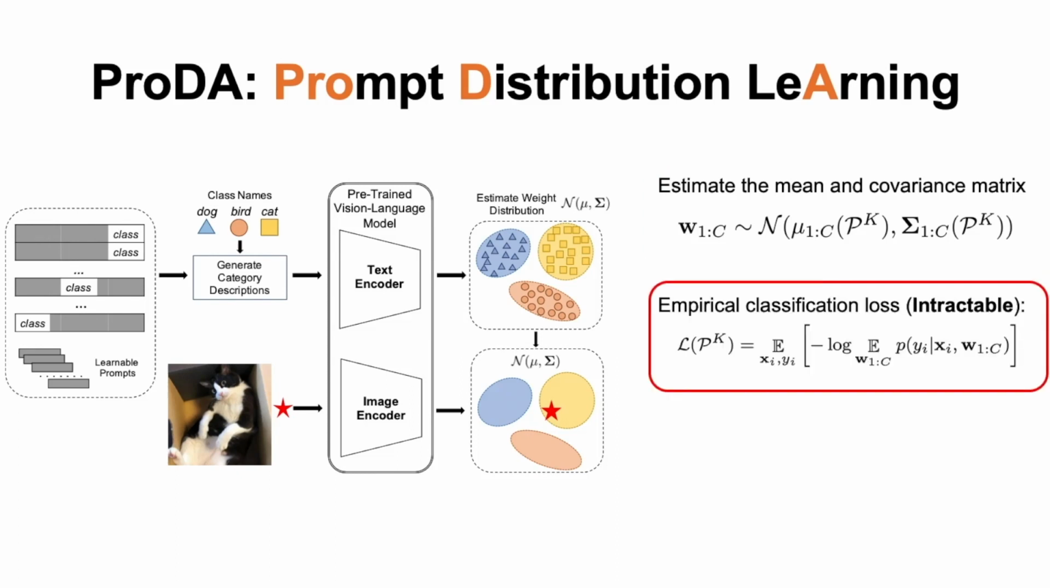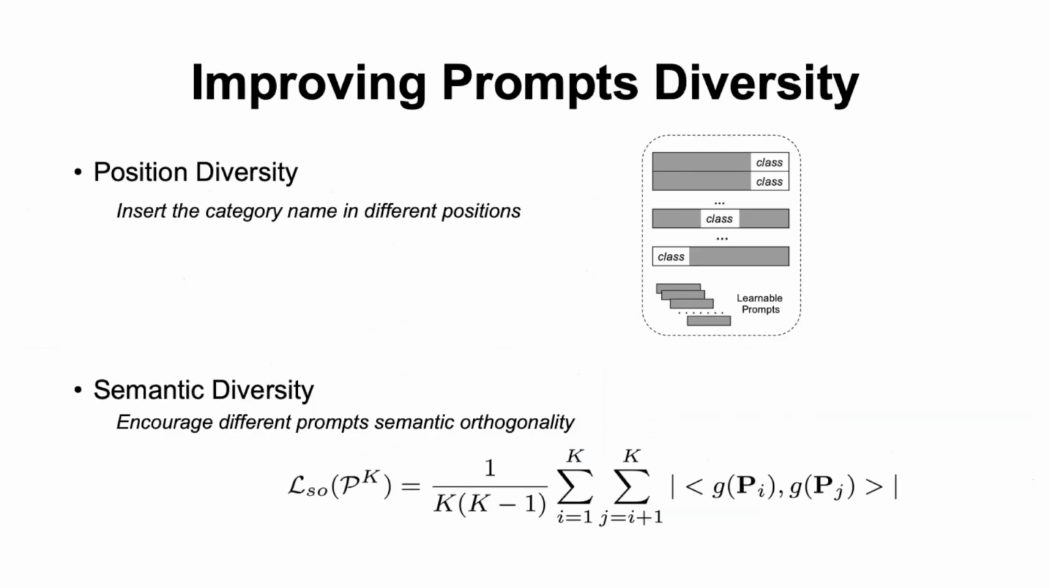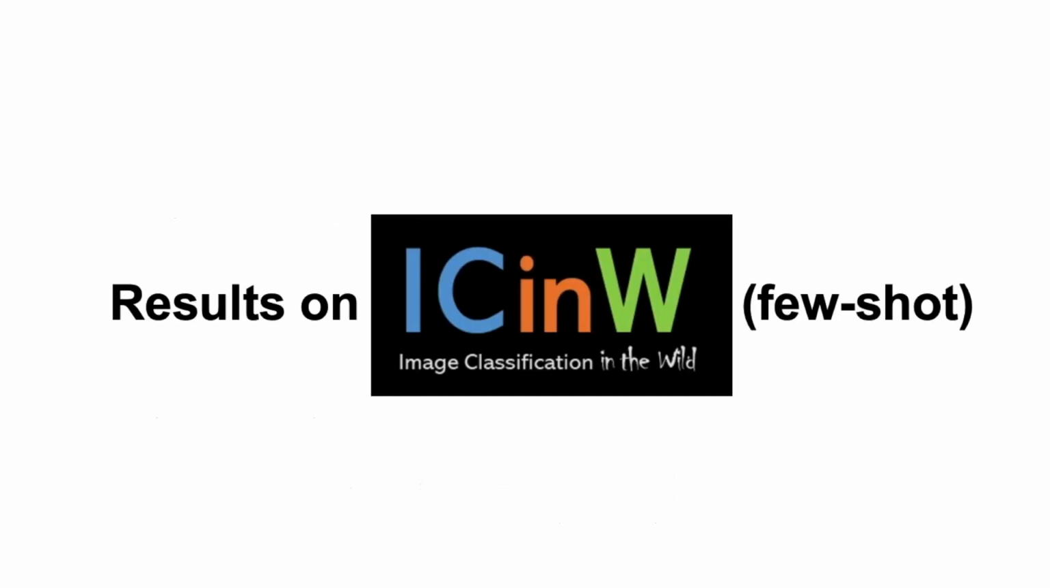However, even with the Gaussian distribution assumption, the exact computation of the marginal likelihood is still intractable in the multi-class case. To address this problem, we derive an upper bound of the loss for efficient optimization. To improve the diversity of prompts, we explicitly differentiate the prompts on both positions and semantics. At last, we show the results of ProDA on the challenge of image classification in the wild.